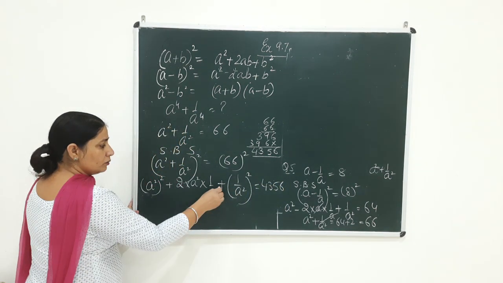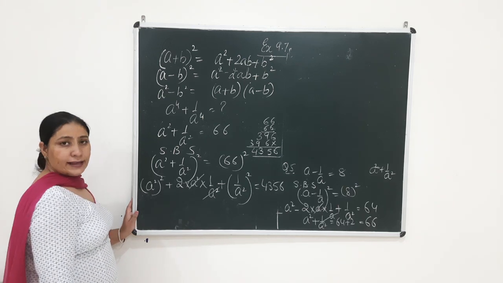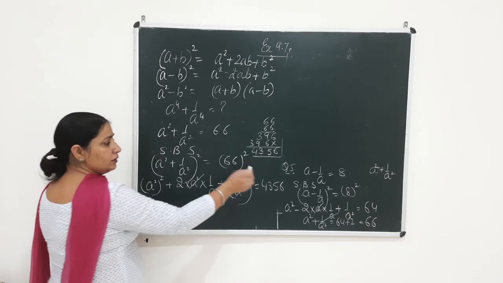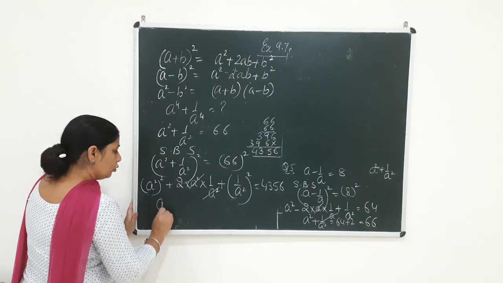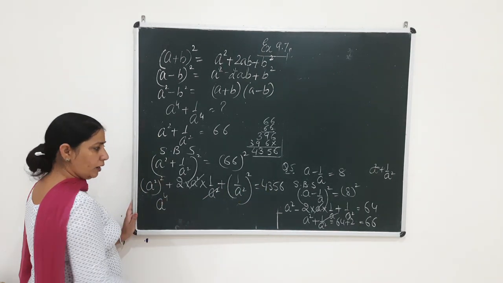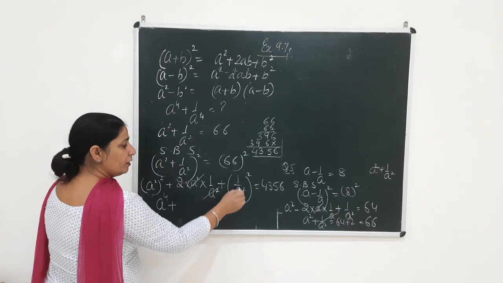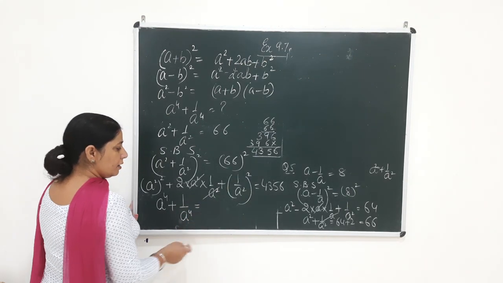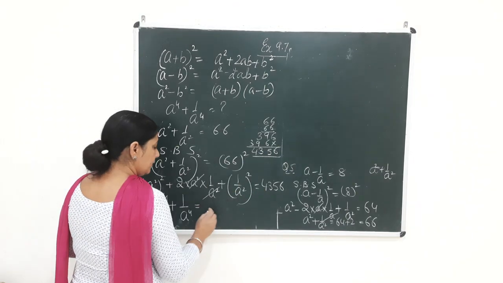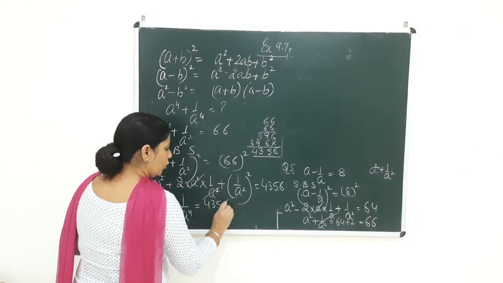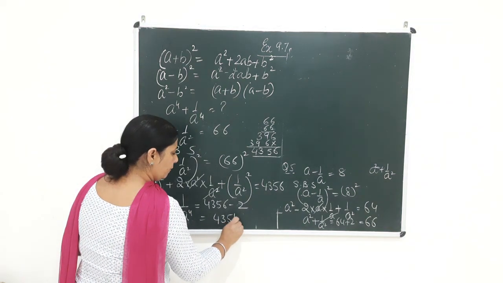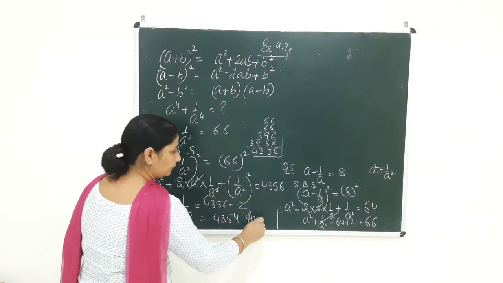Okay beta? Now this a square and this a square will get cancelled, beta. This plus 2 which is left here will go on this side and get subtracted. So you get (a square) the square, which is equal to a power 4, plus (1 over a square) the square, which is again equal to 1 over a power 4, is equal to this, with the 2 subtracted on this side. 4 3 5 6 minus 2, which gives you 4 3 5 4 as your answer.